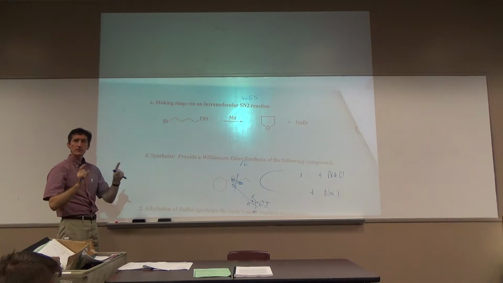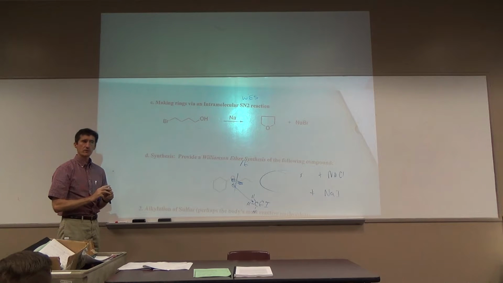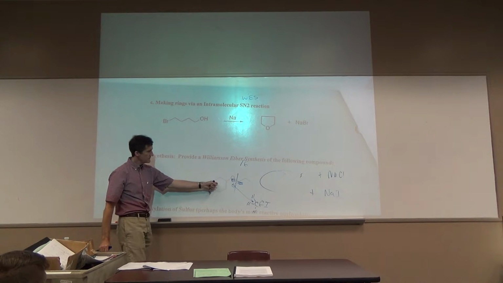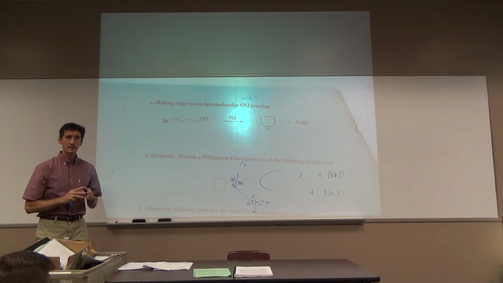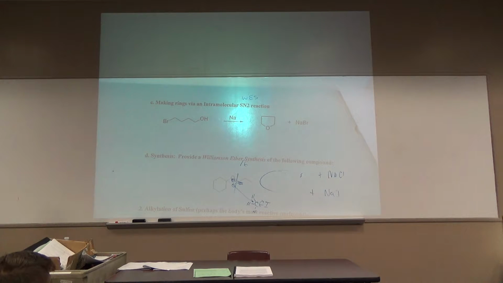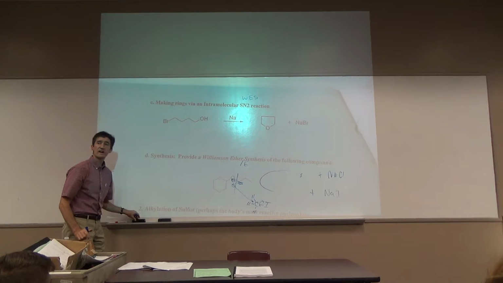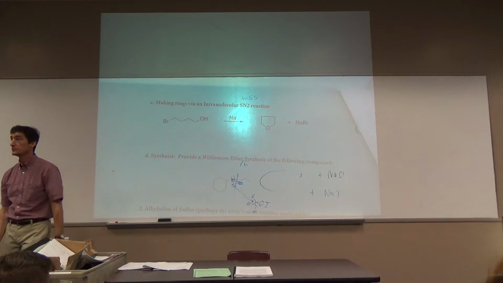So, whenever we do synthesis, we can also consider going backwards. That is, what if you were given this ether here? Can you provide a Williamson ether synthesis of that compound? That is, how would you make that compound? Synthesis. Provide the starting materials and the reagents that would give that compound.